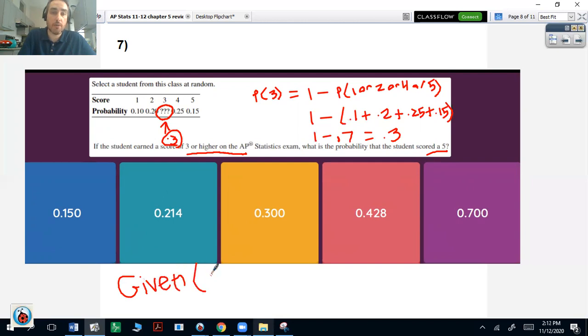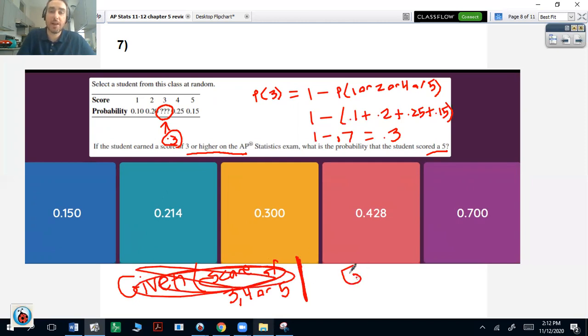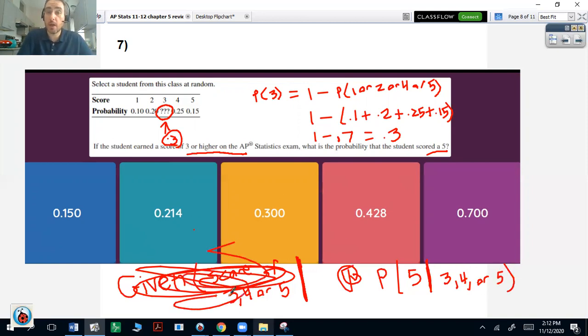a score of 3 or higher, so 3, 4, or 5, what's the probability of scoring a 5 given they score a 3, 4, or 5? Always put your given being divided by, so scratch that over here. So 3, 4, or 5, you just add those together, 0.3 plus 0.25 plus 0.15. That's your denominator.